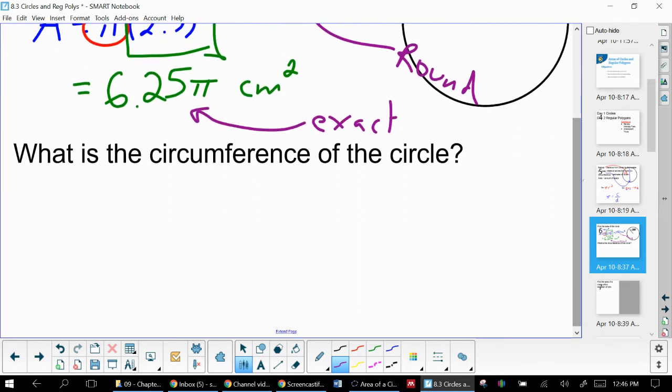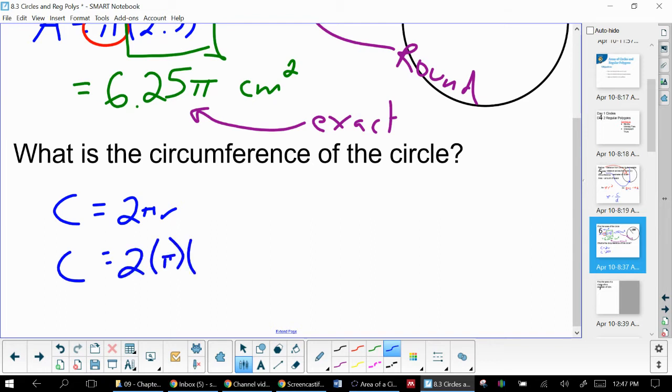Okay, next one here is going to be the circumference of the circle. And so again, I'm going to start off with the formula. Circumference equals either 2 pi r or pi times the diameter. And I'm going to plug in, since I know the radius is 2.5, I'm using this one, 2 times pi times 2.5. And again, this would be a good place to leave this one in terms of pi.